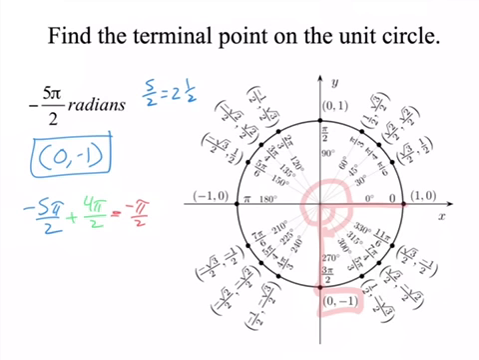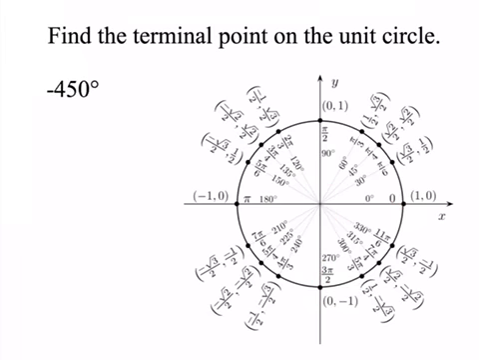Okay, all right, don't fret. Let's add 4 pi over 2 again. If we do that, we now have 3 pi over 2, which is the same as this. Okay, there we are. There's different ways to get there. It's your choice. Alrighty, I want to find the terminal point for negative 450.